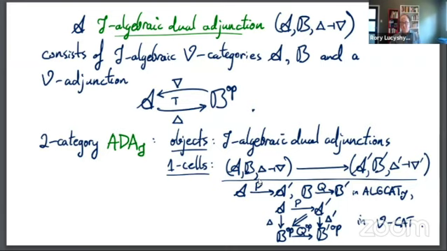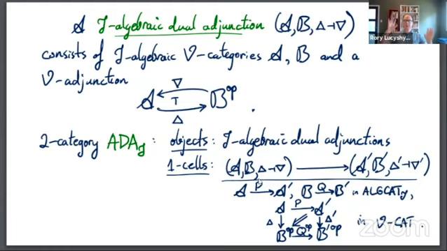A one cell of the form depicted would consist of, as indicated below, a pair of one cells in the two category of J-algebraic V categories, so P and Q, together with a two cell of the given form in V cat. And also we can take mates to express that also in terms of the nablas instead of the deltas, the right adjoints instead of the left adjoints.